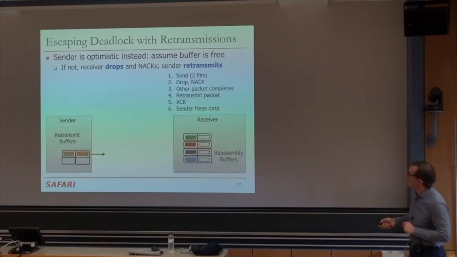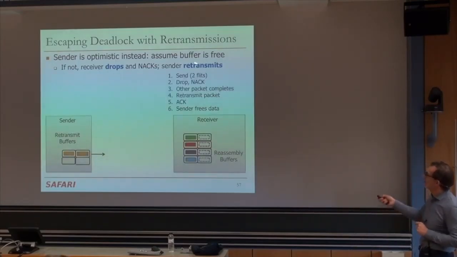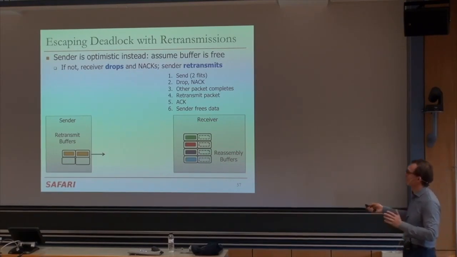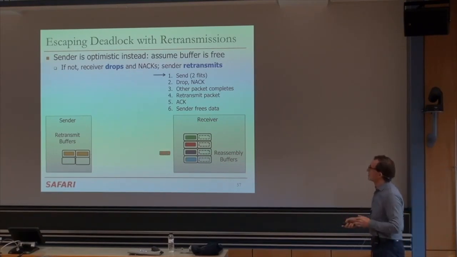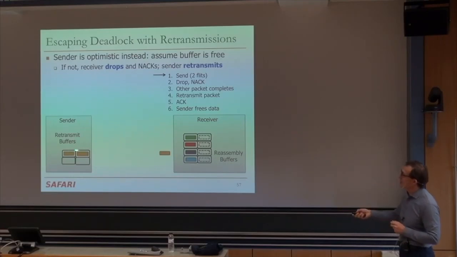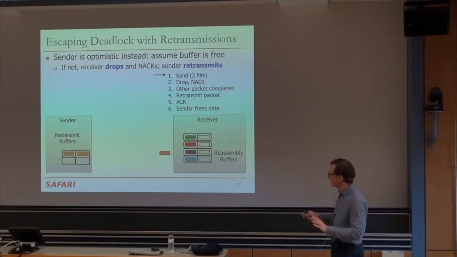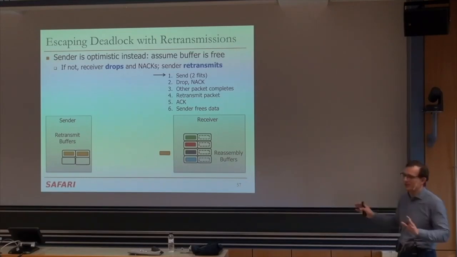So let's take a look at this one. So the sender first sends, and the receiver is going to drop and send a negative acknowledgement, and some other packet will complete. We're going to retransmit the packet. We're going to get an acknowledgement, and then sender frees the data. So sender is going to send, but it's not going to be able to deallocate its buffers. That's not a good idea anyway in general. Unless you have a completed request, don't deallocate your buffers.